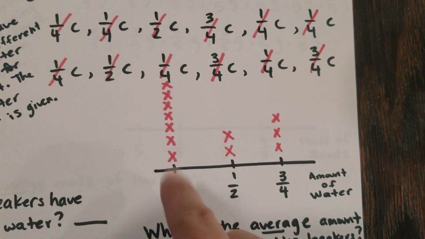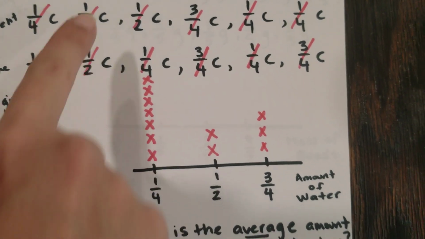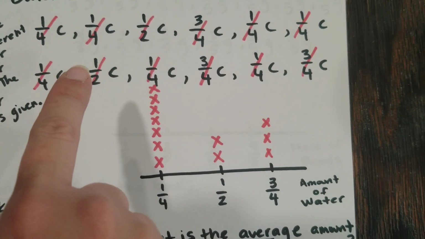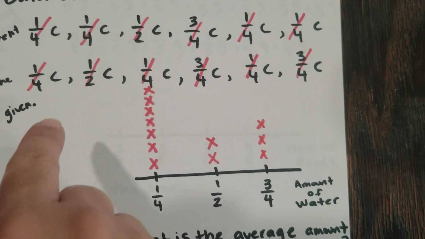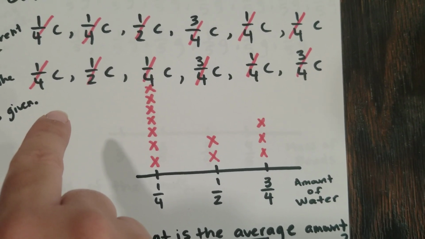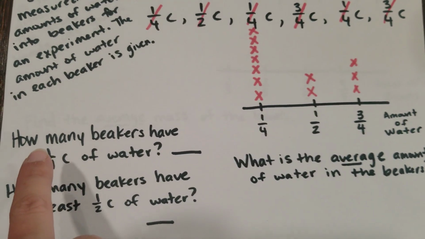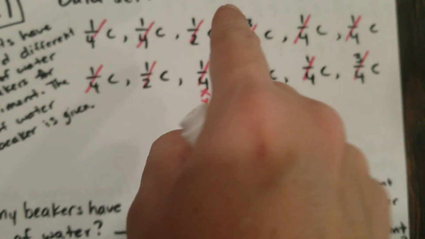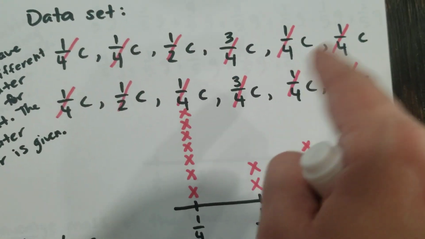And then what's really great about this is I can answer some questions about my data, because when it was up here and unorganized, it's a little harder to answer some questions about it. Like, if I was asked this question right here, how many beakers have 1/4 cup of water? Okay, up here, I'd have to go through each one. Okay, there's one, and I'd have to find them.